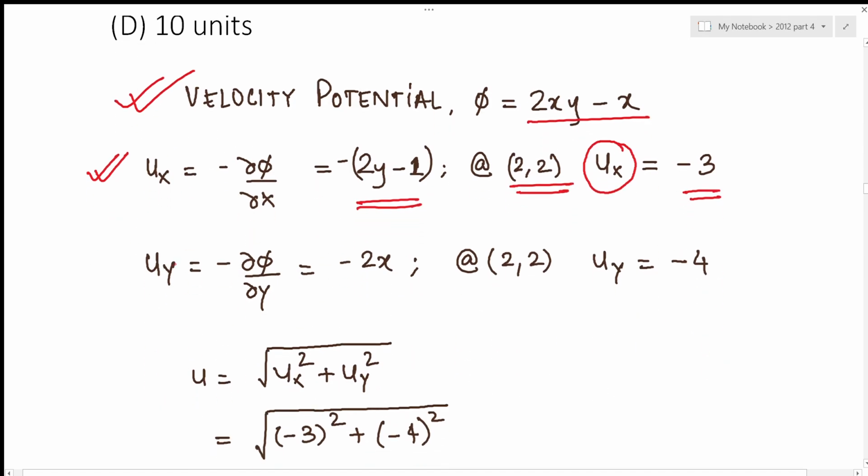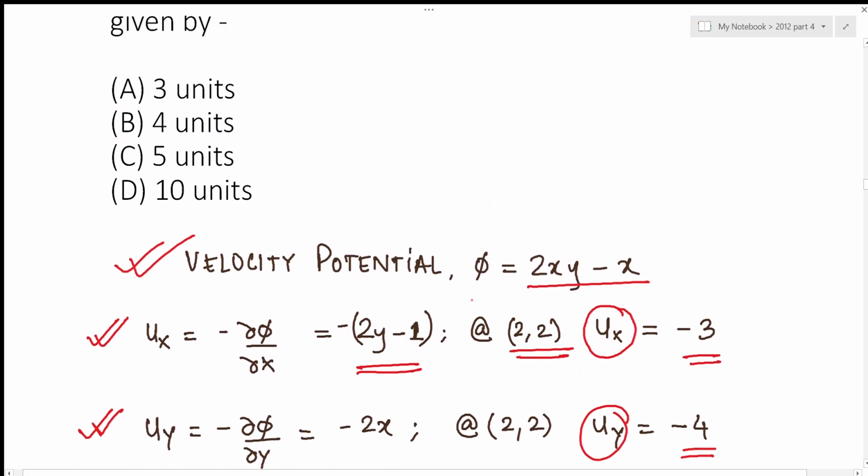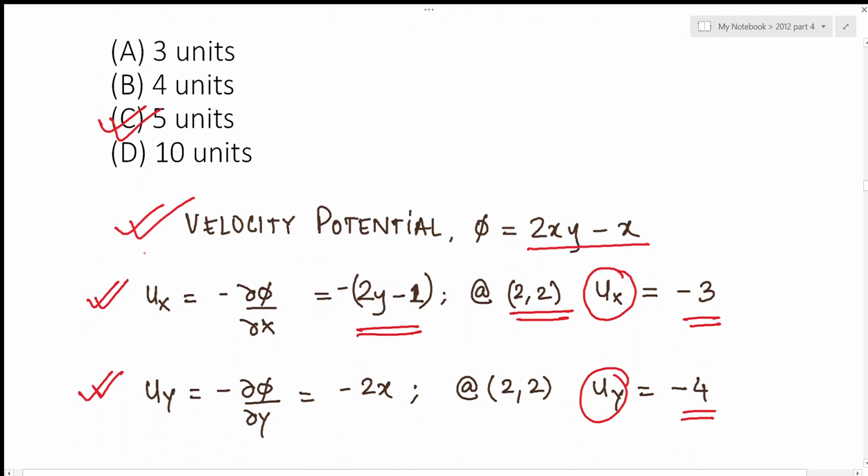Similarly, the velocity component in y direction comes out to be minus 4. So the actual velocity would be the square root of ux square plus uy square. So the answer, if you replace the values, would come out to be 5 units. The answer for this particular question should be C.